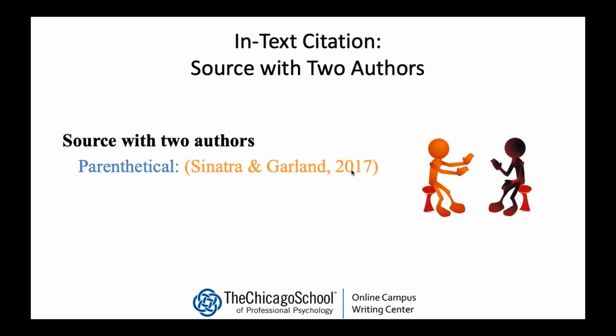If you have two authors, in the parenthetical citation, you'll use the ampersand, which is that fancy word for the and sign. So you'll have first name, ampersand, second name, comma, year. However, it changes a bit when we pull it in line. Instead of using the ampersand, if you pull the author's names into the sentence itself, you're going to transliterate that ampersand into the word and. So that's the major change here.